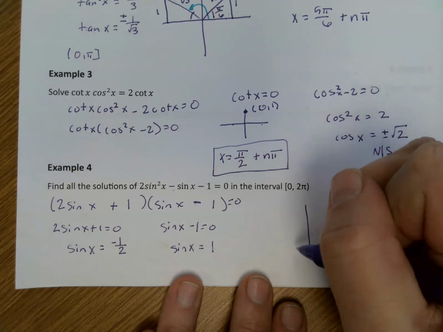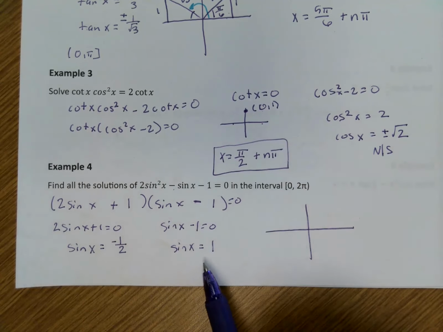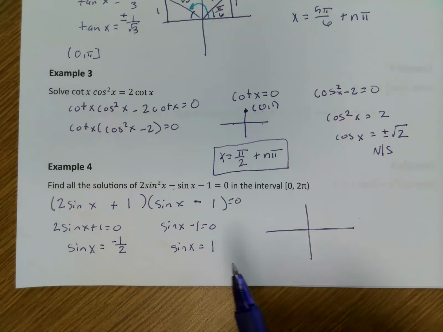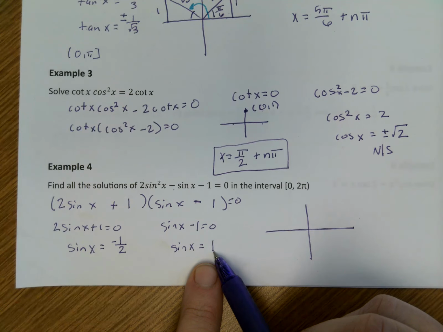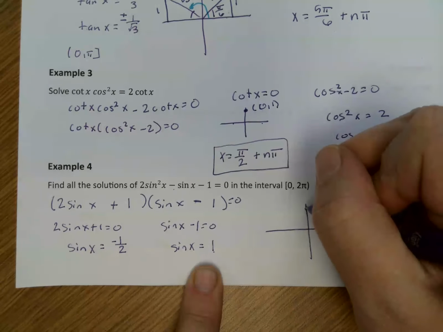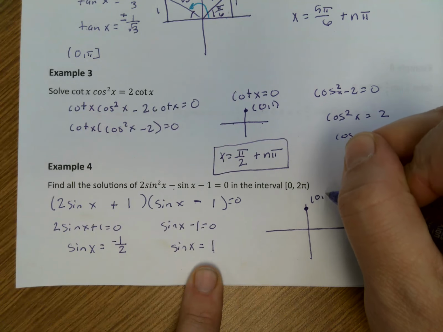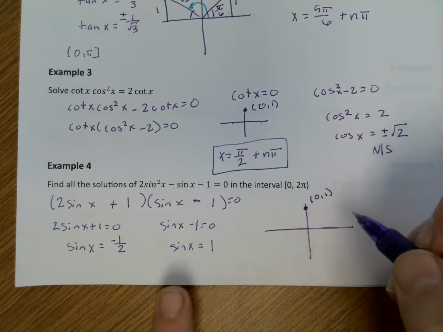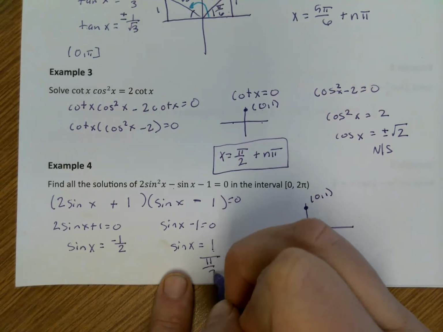So if I look at my sine, well, sine right here is always going to be our y over our r. So where is y equal to 1? Where is our y at 1 would be right here. That point would give us our y at 1. So we know that that angle right there is going to be pi over 2.